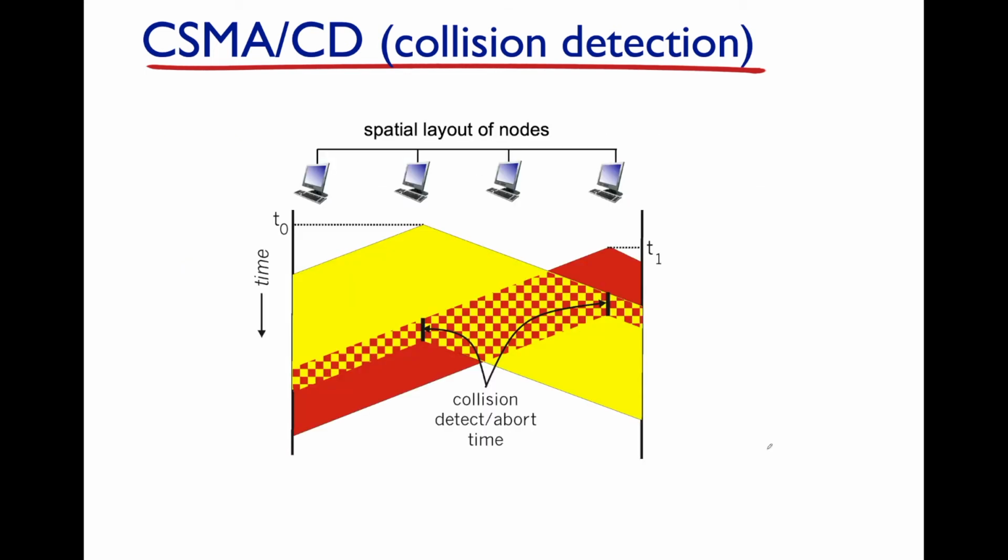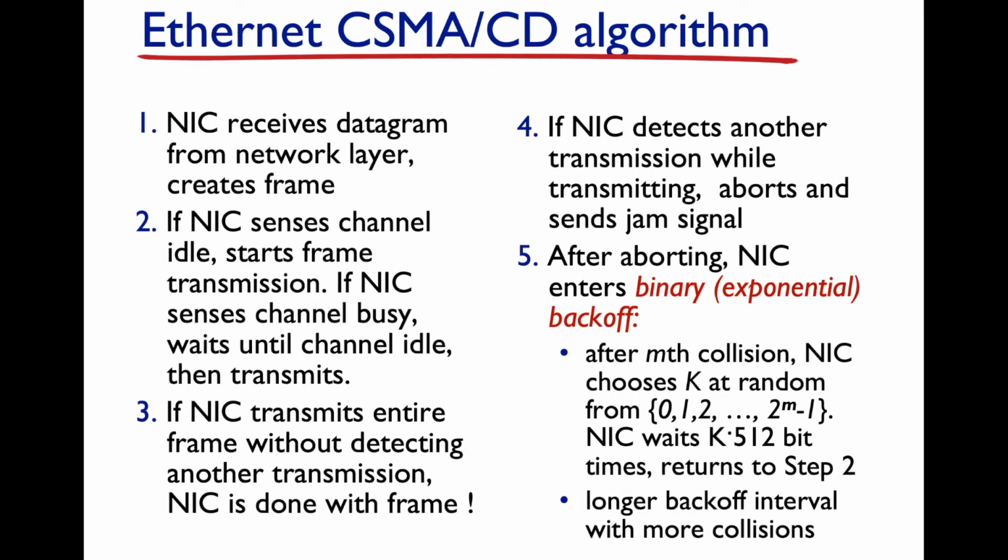And so here we have our detection of collision, where we have more signal energy in the environment than is responsible from each one of the nodes. And once we detect it, they go ahead and they abort their send to save the available bandwidth in this shared communication medium. And so what happens in the Ethernet carrier sense multiple access collision detection algorithm?